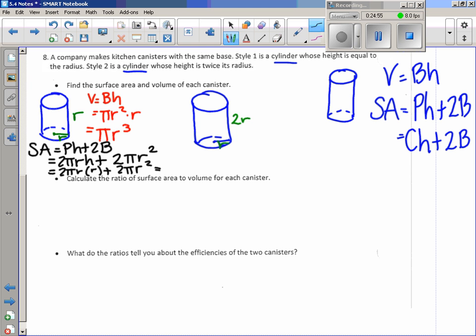I'm going to slow down just a second. What's 2 pi R times R? 2 pi R squared plus 2 pi R squared. And what is that? 4 pi R squared. So our surface area is 4 pi R squared. Our volume is pi R cubed.